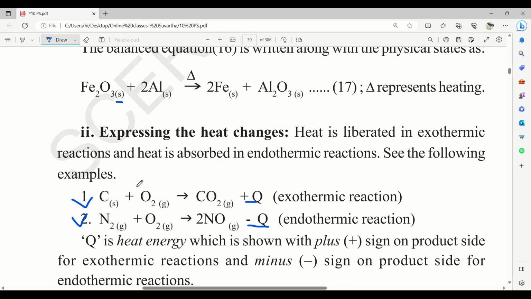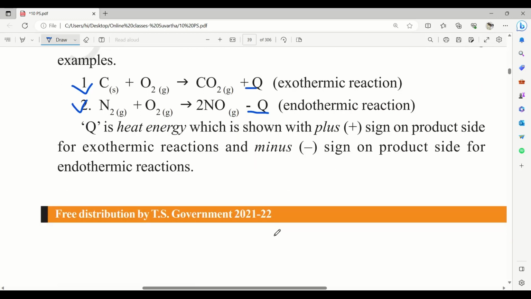Now, what is happening along with this? A lot of heat is produced. How are we writing it? By showing plus Q. That means it is exothermic. Heat is liberated out. If it is endothermic, if heat is being absorbed, we write it as minus Q. That means heat is not released here. Nitrogen plus oxygen, both are in which state? They are in gaseous state. They give out nitrogen oxide, which is in a gaseous state, and this will absorb energy. It won't release any heat. So plus or minus will tell whether the heat is released or absorbed.